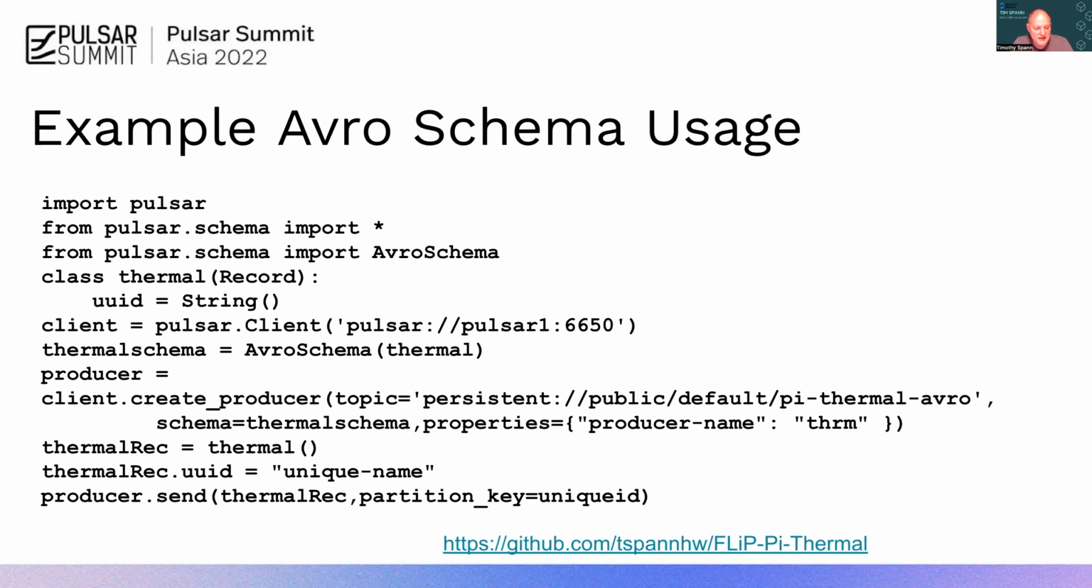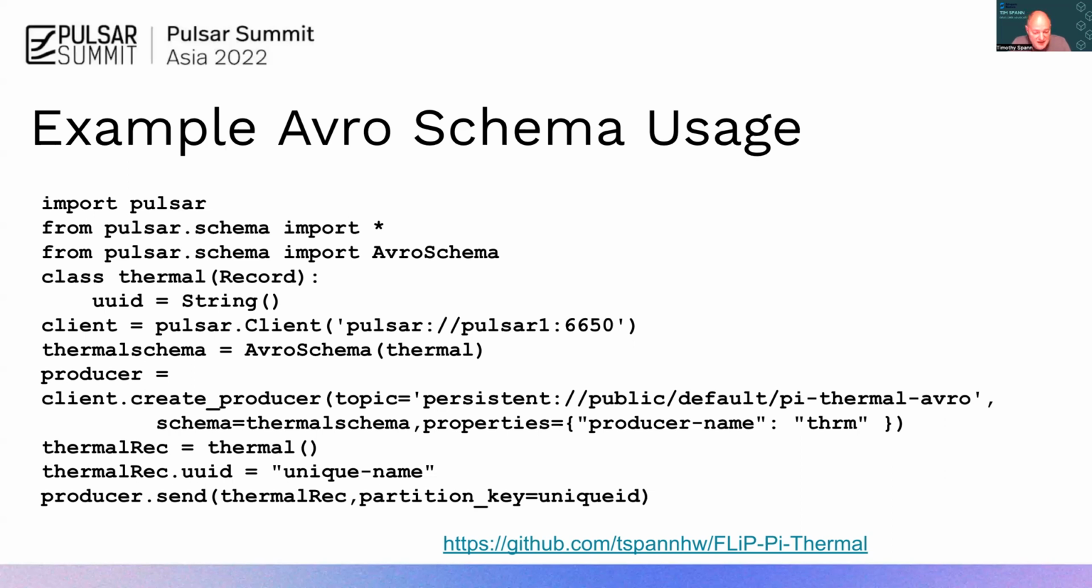Create our client again, but this time we'll create our schema. So when I create my producer from the client, I'm going to specify that schema, again, the Avro one. Also, I recommend setting some properties, the minimal one being the name of the producer. If you're trying to trace what's going on, either through Pulsar Manager, the command line, or REST endpoints, it's good to know who sent this message. Very helpful. So I create an instance of my record, set all the values, and then send it.